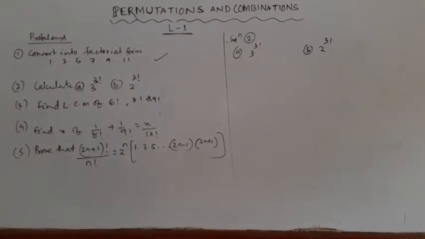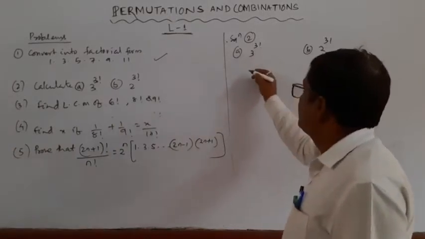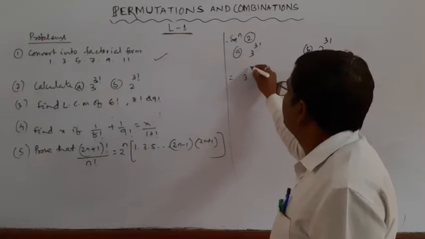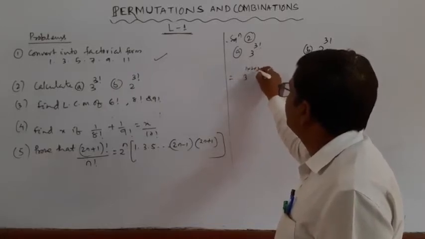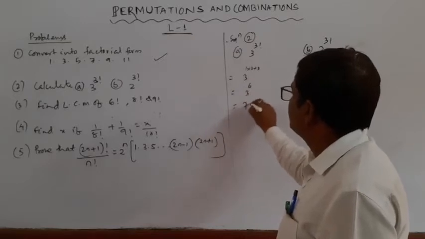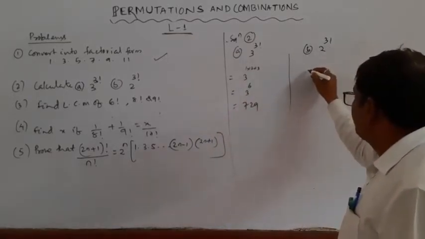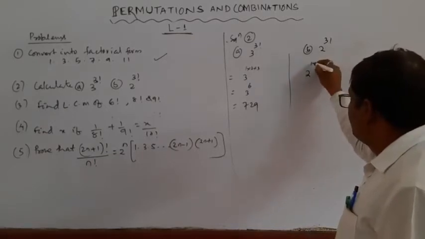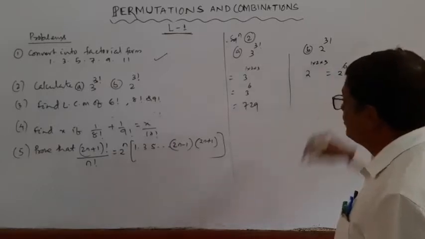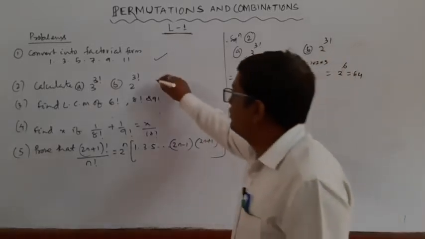Now solution of question number 2. Calculate or compute this. So this is 3 to the power 3 factorial, and 3 factorial means 1 into 2 into 3. So this is equal to 3 to the power 6, which is equal to 729. And 2 to the power 3 factorial, 3 factorial means 1 into 2 into 3, so 2 to the power 6, that is 64. This is the solution of question number 2. Now the solution of question number 2 is completed.